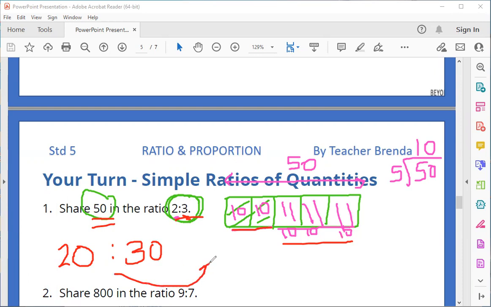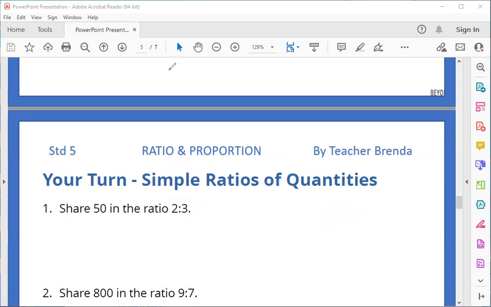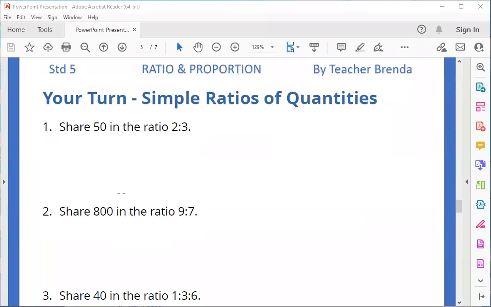And what happens when you simplify this? You will get back the same ratio. Okay? Clear? Let's look at another question. Share 800 in the ratio of 9 and 7, 9 to 7. So again, what is the total? Now I'm not going to draw.